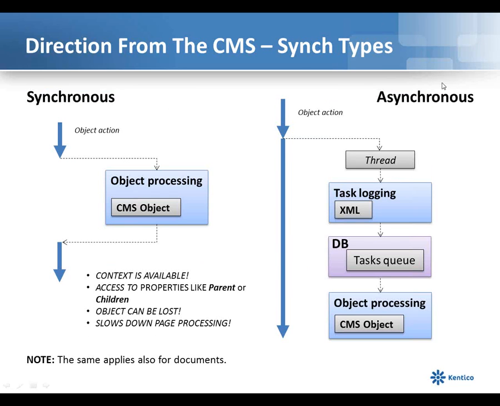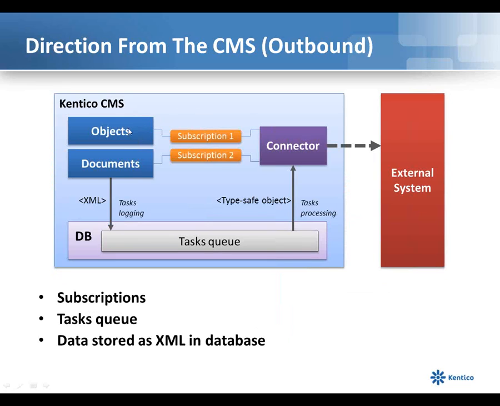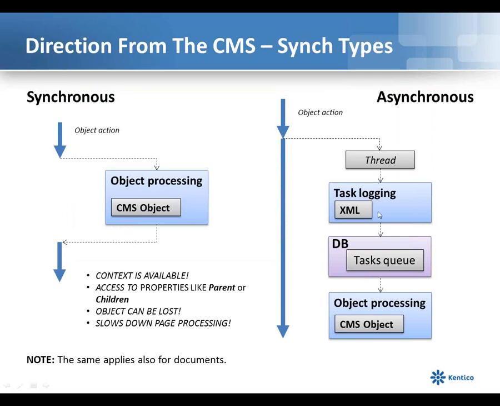The asynchronous processing is better, I would say, from a performance perspective, because whenever something happens in the system, so an object or document is changed, first of all, the system will log the task into the queue, and then a separate thread will actually process the object as well. So it will not affect the page processing itself, because a separate thread is doing that. But the disadvantage is that you don't have the context available, and you cannot access the parent and children objects in asynchronous processing. But the advantage is, if something happens, the task is still sitting in the queue.